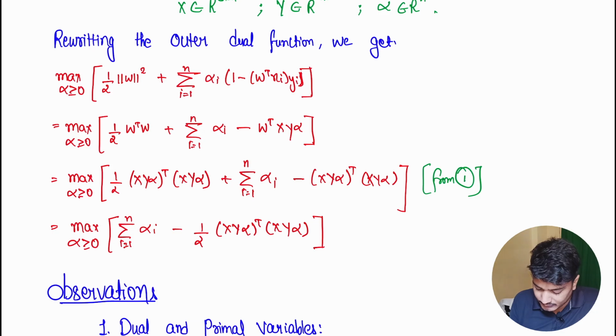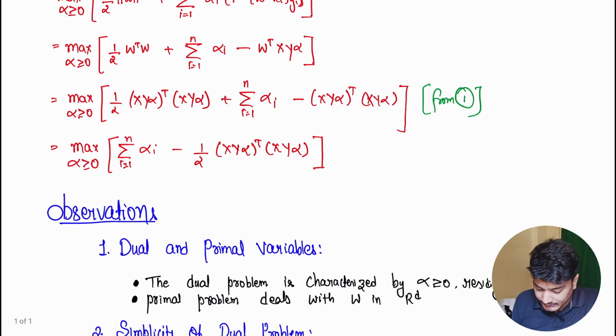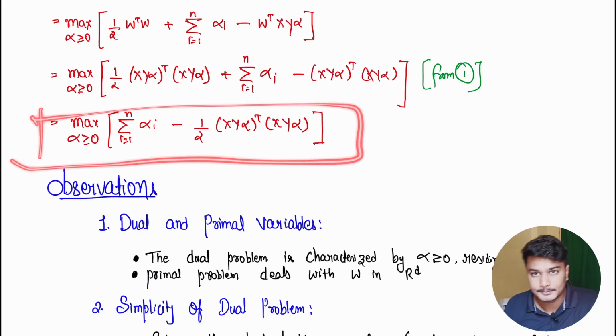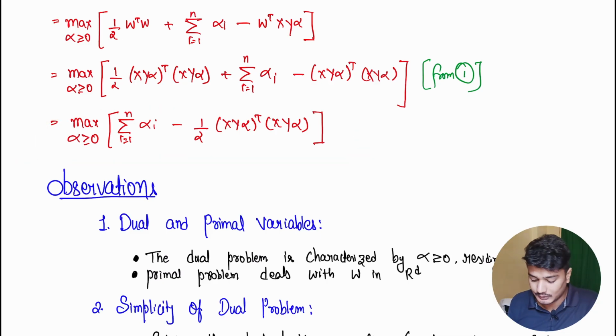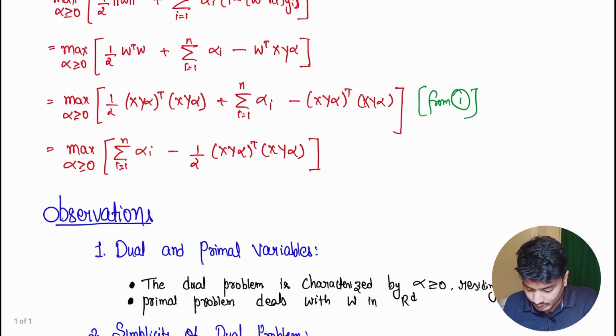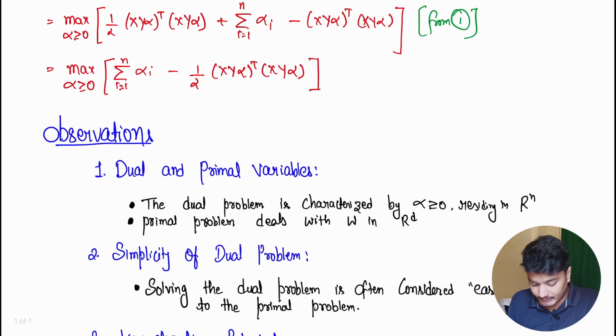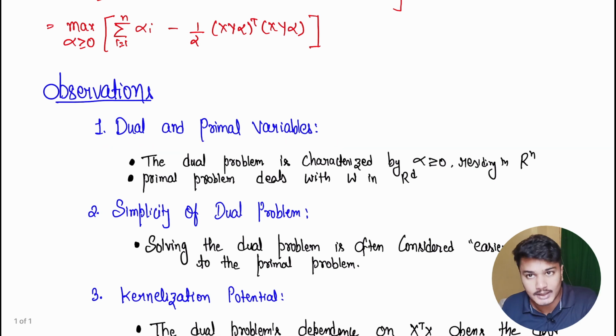So w transpose w is basically this transpose this, minus the sum over alpha_i, and basically this is, and we can write w as this, and this we already have. Okay. Now we got this and this. So it is 1/2, so it will be minus 1/2. And this we already have. So we got this. Okay. Now observe it, we will do some observations on this. This is basically our solution, which will give the optimal alpha and the optimal w also, right? Now let's do some observations, and the first observation is on dual and primal variables.